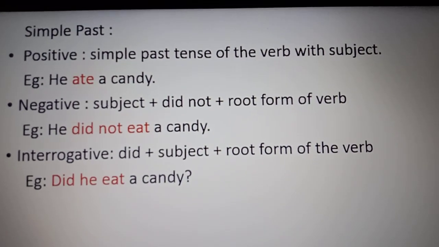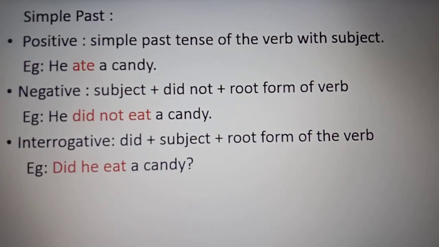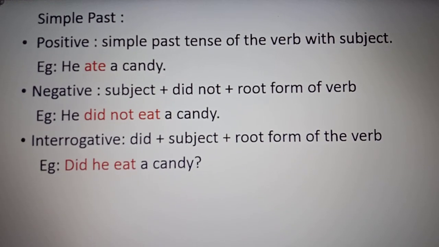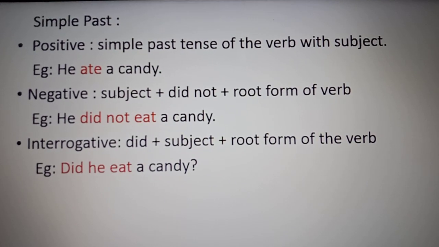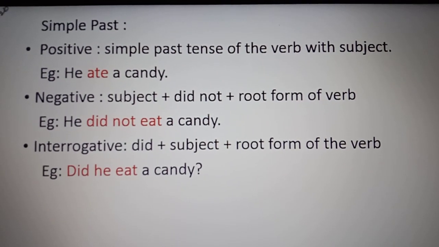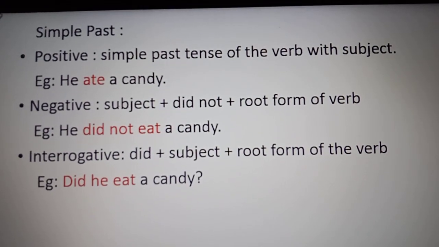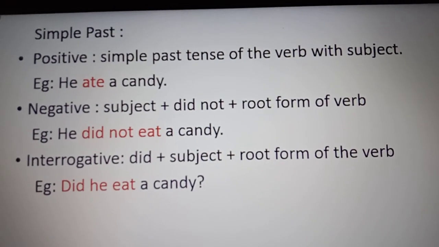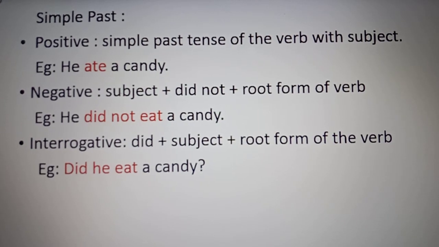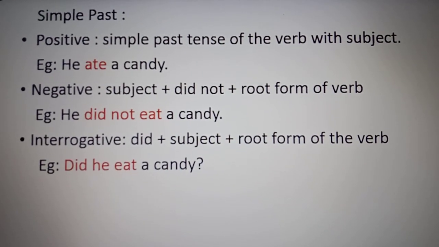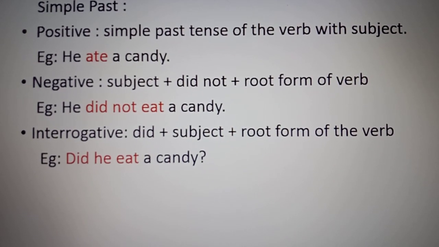And see how we will make the interrogative. The auxiliary will come in the first place. Did he eat a candy? Okay, so that time eat won't become ate. In the same sentence, we won't use two past tenses. So, did he eat a candy? Question mark. So this is the way we will make the interrogative sentence also, children.